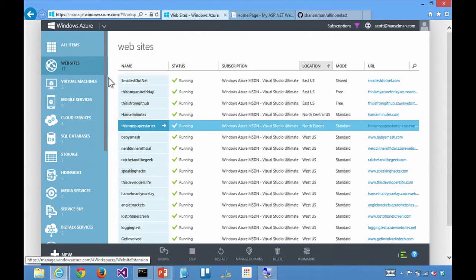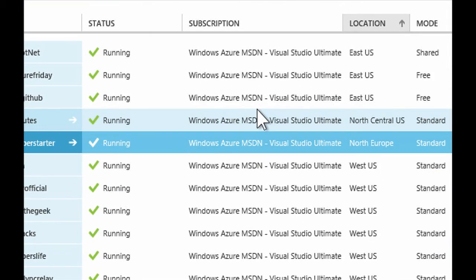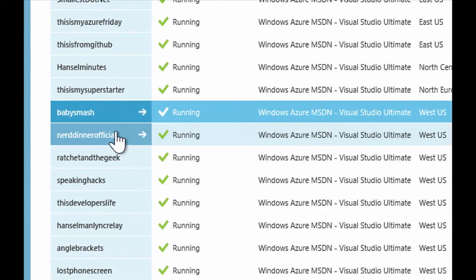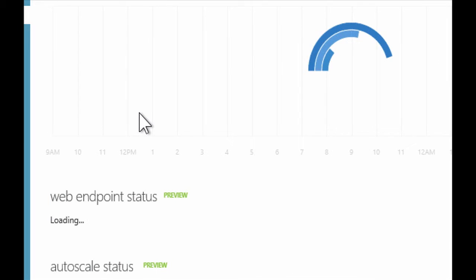Now, one last thing that I want to talk about is this idea that I have 10 or 11 sites in West US. They were all shared, and then one day I switched one of them over to standard. Okay. And then when I came back into my portal, everyone was in standard. Right. So once upon a time, that was, shall we say, a unique behavior of our system.